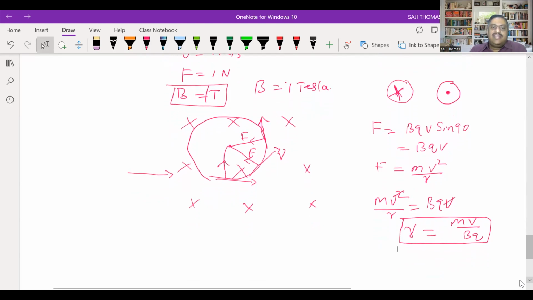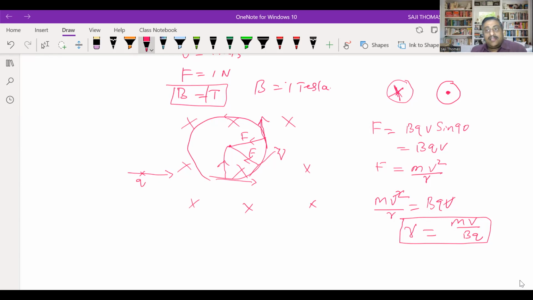Here I consider a positive charged particle entering the magnetic field. When the positive charge enters the magnetic field, it moves in a circular path in the anti-clockwise direction. If a negative charge enters, the direction will be clockwise. Okay, so r equals mv by Bq. This is the equation for the radius of the circular path.